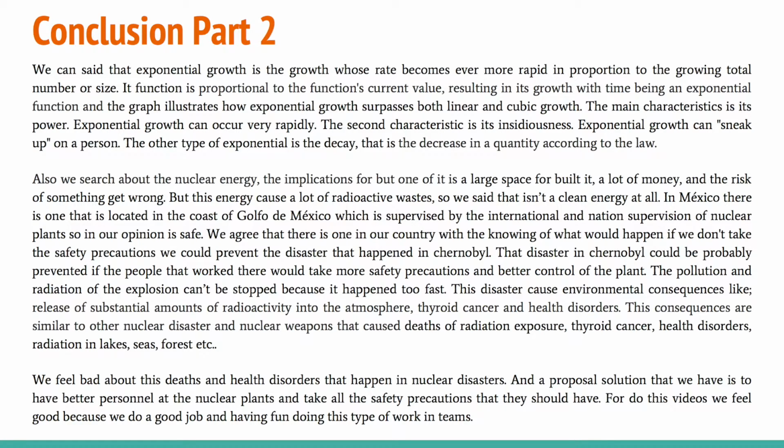The disaster in Chernobyl could probably have been prevented if the people who worked there had taken more safety precautions and had better control of the plant. The pollution and radiation of the explosion could not be stopped because it happened too fast. This disaster caused environmental consequences like the release of substantial amounts of radioactivity into the atmosphere, thyroid cancer, and health disorders. These consequences are similar to other nuclear disasters and nuclear weapons that cause deaths from radiation exposure, thyroid cancer, health disorders, radiation in lakes, seas, forests, etc.